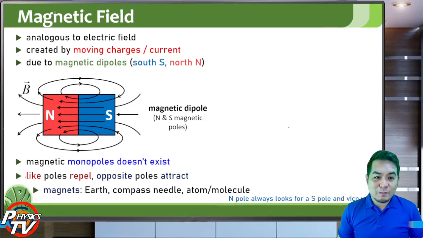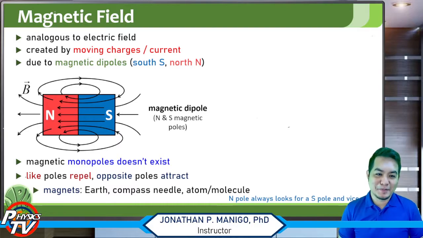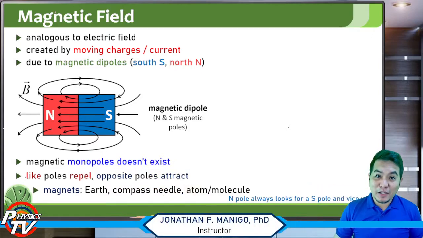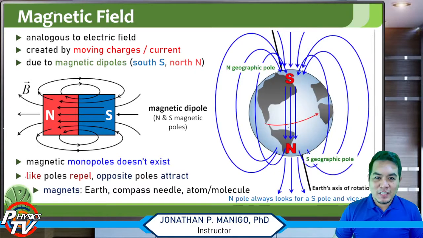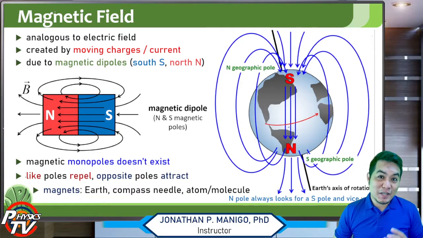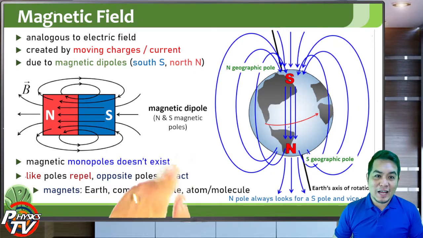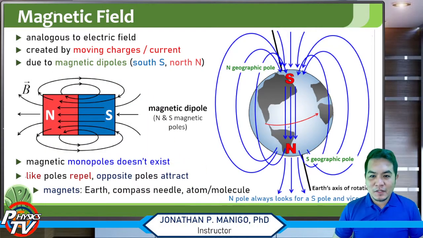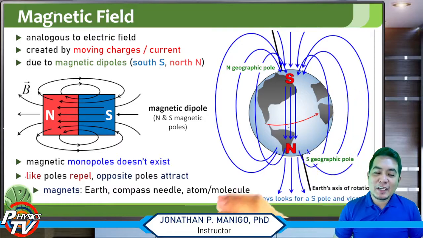So what are examples of magnets? The Earth. The Earth is a giant magnet. A compass needle is also a magnet. An atom or a molecule is also a magnet, since there are moving charges inside your atoms or in your molecules, and again, moving charges create magnetic field. So the Earth is a giant magnet.